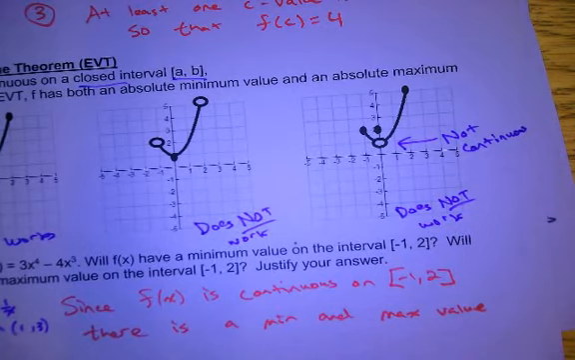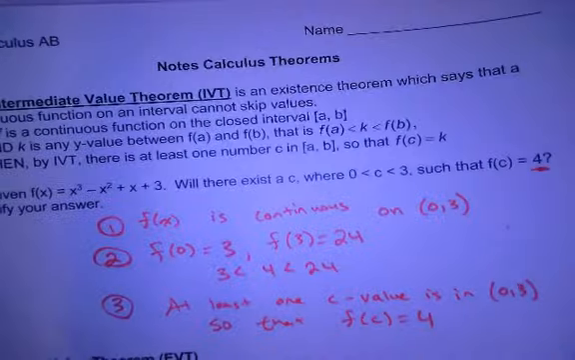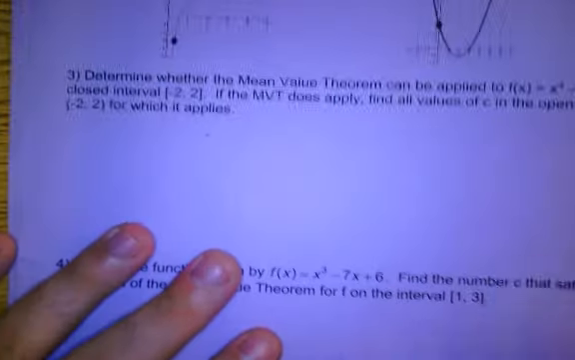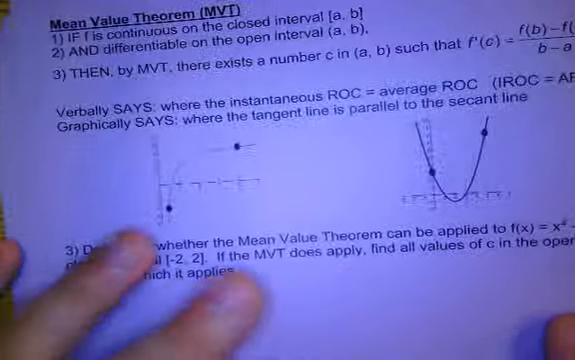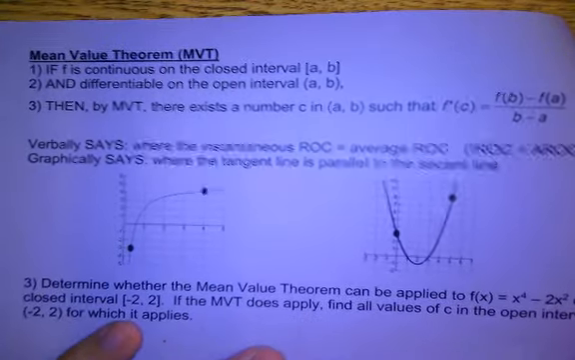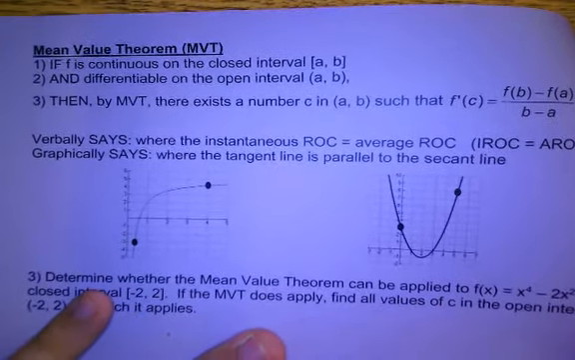Alright, in terms of EVT questions, it's very rare that they'll ask you if it applies. They'll usually just ask you what is the max, what is the min. That's about it. I guess it is possible they might have a choice that says does not apply, and the only reason it does not apply is because the function is not continuous on the interval.